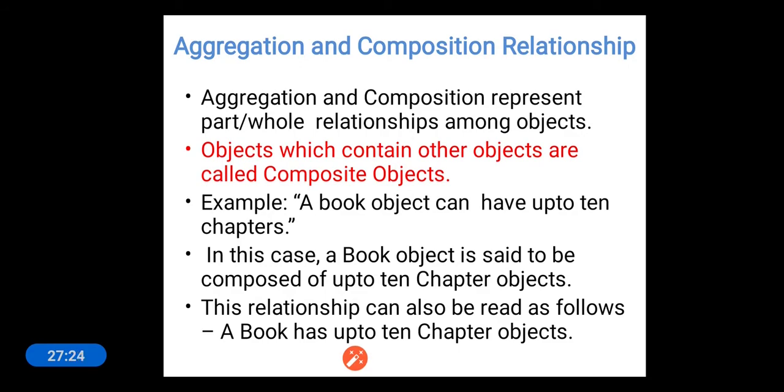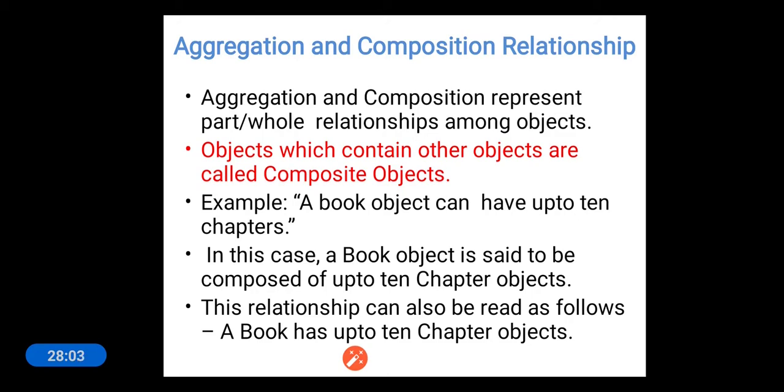Next relation is aggregation and composition relationship. Coming to the aggregation and composition relationship, this represents a part or whole relationship among the objects. That means a class may be a part of another class, or a class may be taken as a whole part of the other class. In that case we can say there is an aggregation and composition relationship between those classes. Here the objects which contain other objects are called composite objects.